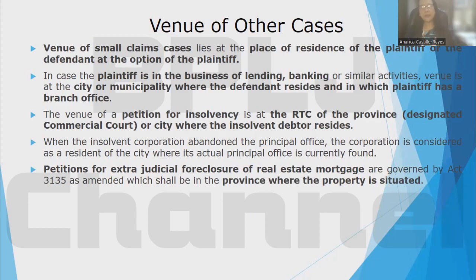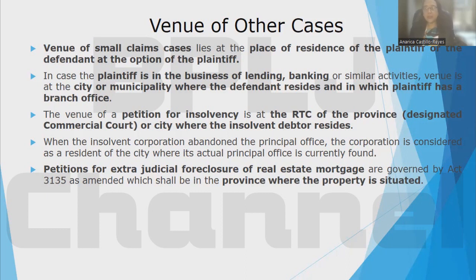What is the venue for other cases? So far we have discussed the venue for real actions, the venue for personal actions, and the venue in case of a non-resident defendant. How about with respect to other cases? With respect to small claims cases, the venue lies at the place of the residence of the plaintiff or of the defendant, at the option of the plaintiff. In case the plaintiff is in the business of lending or banking, venue is at the place of the city or municipality where the defendant resides and in which the plaintiff has a branch office.